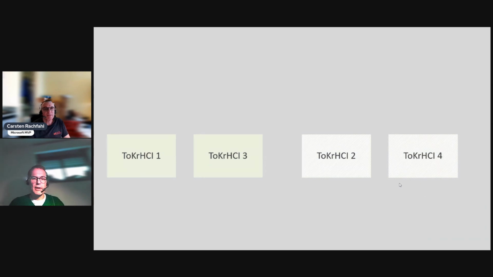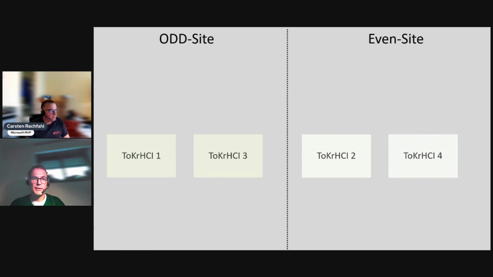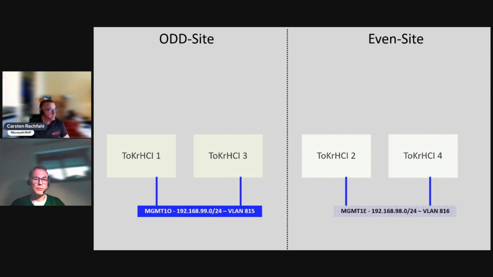So imagine you have the cluster nodes, and these are the names of our nodes in our setup. We have two sites, an odd site and an even site, which you can see from the numbering of the hosts. And Carsten, you said we have a management network, and we have two of them, because in each site you need to have its own management network. Look at the IP address range, it's different. Look at the VLAN ID, it's different. So we have two of them.